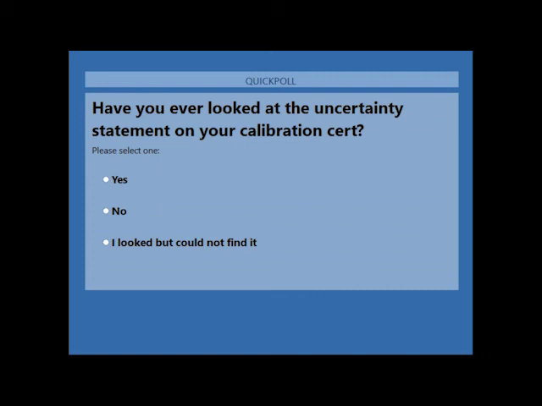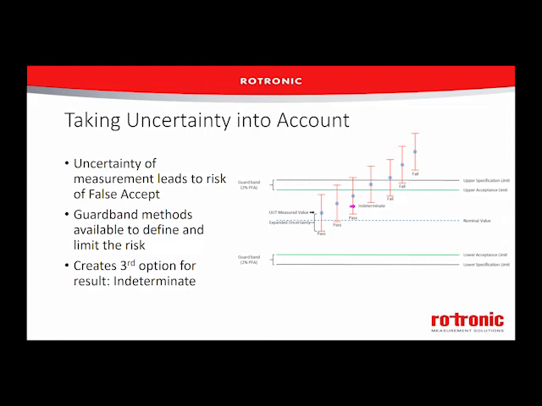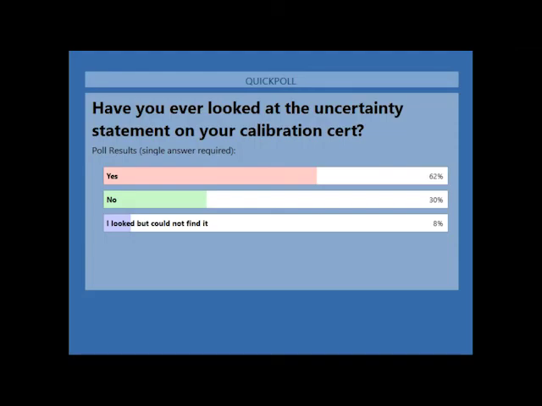Okay, thanks. It looks like everyone's voted. I'll close the poll and share the results. Interesting. About 60% have looked for it and found it. Some have not, and some looked for it but couldn't find it. That's great to see that the majority of people have looked for it and are looking at that.